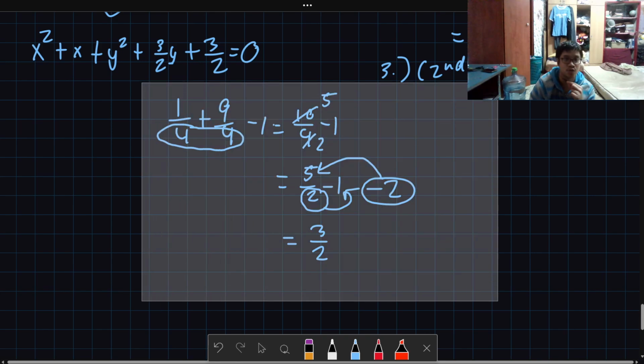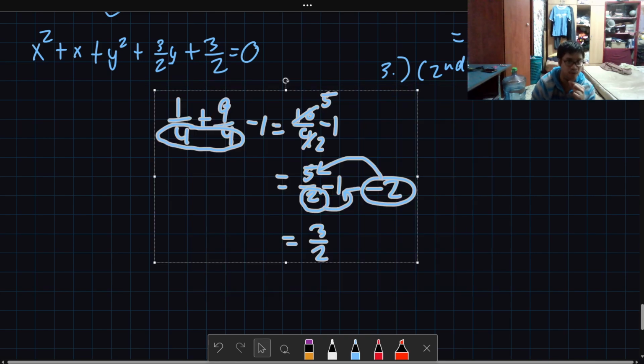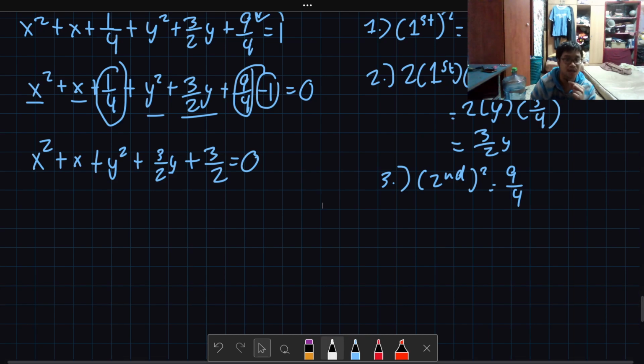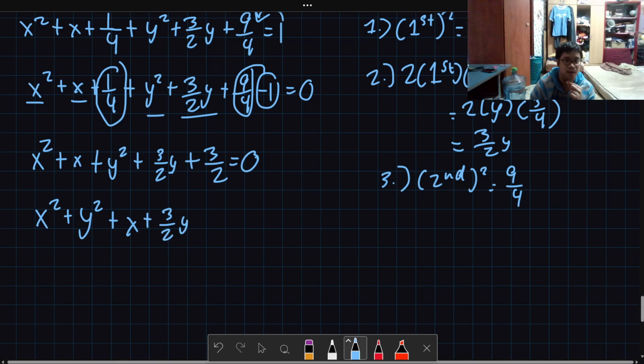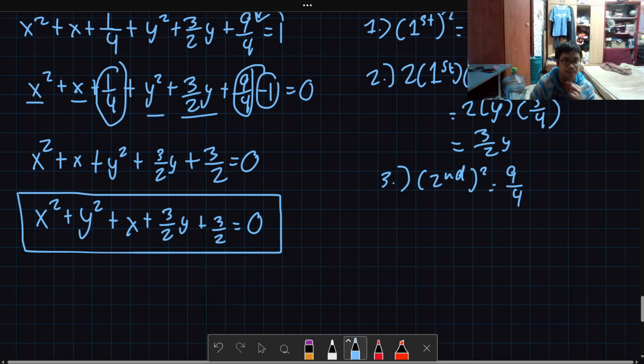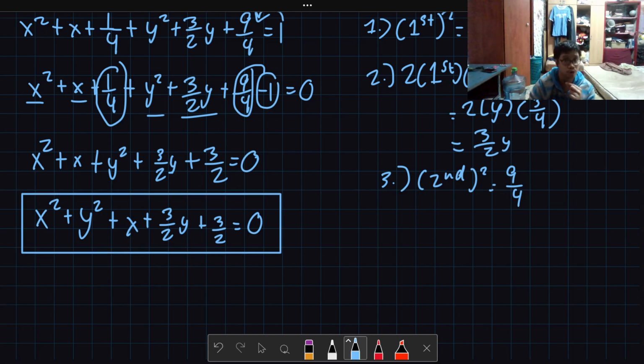I'm gonna erase the solution here, by the way. You can just pass backward if you want to listen to my explanations. Okay? Now, the last step is we arrange the terms here from highest exponent to the lowest. So we have x squared plus y squared plus x plus 3 halves y plus 3 halves is equal to 0. This is now your final answer. Okay, that's it. Or you can simplify this actually. I mean, no. Not simplify, but you can do it in another way.